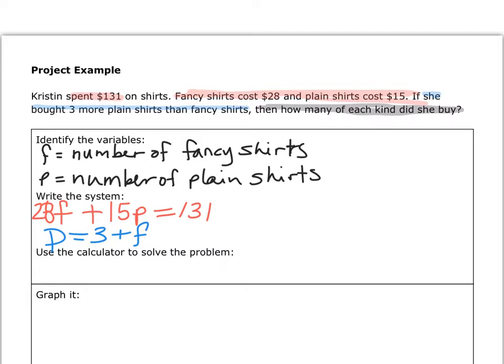Okay. So far, so good? Does anyone need help? No, ma'am. Fantastic. So then if you hit enter, you can push tab or control G, whichever you're more comfortable with, to go back to the equation line. And we're going to graph P equals 3 plus F. But what was P again? The Y. So we're going to say Y equals 3 plus X.